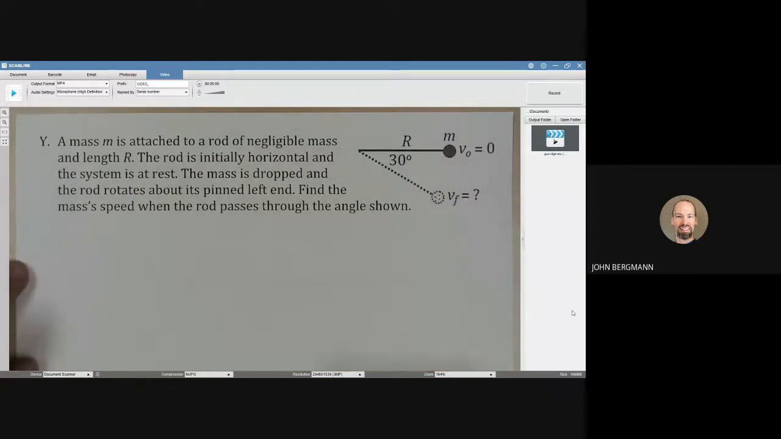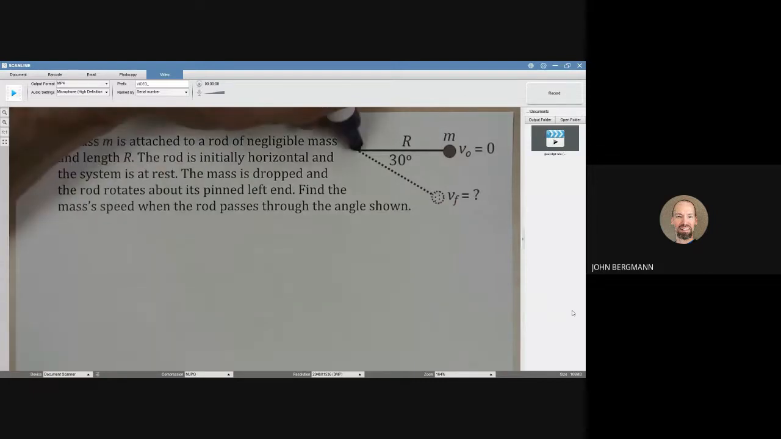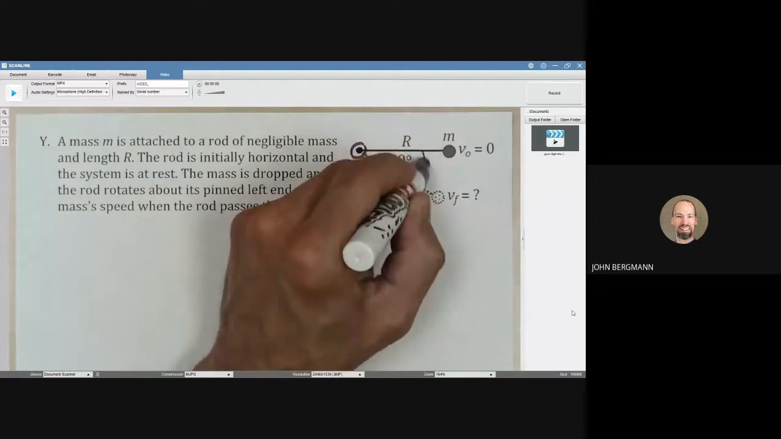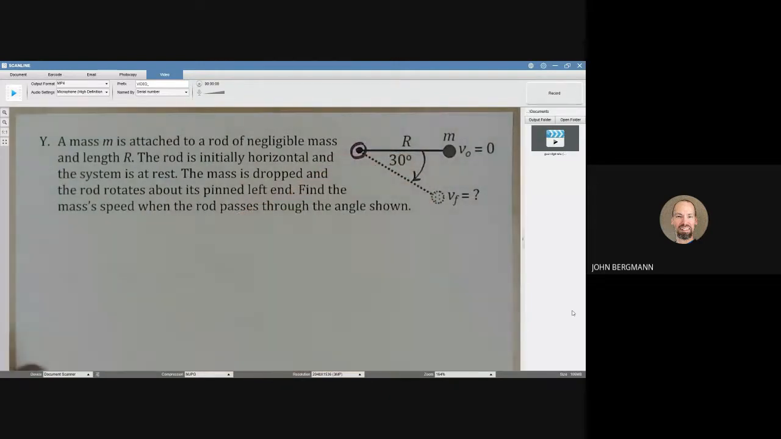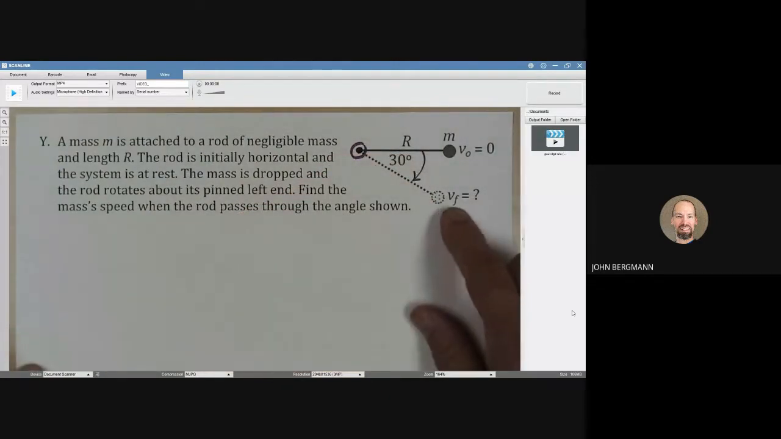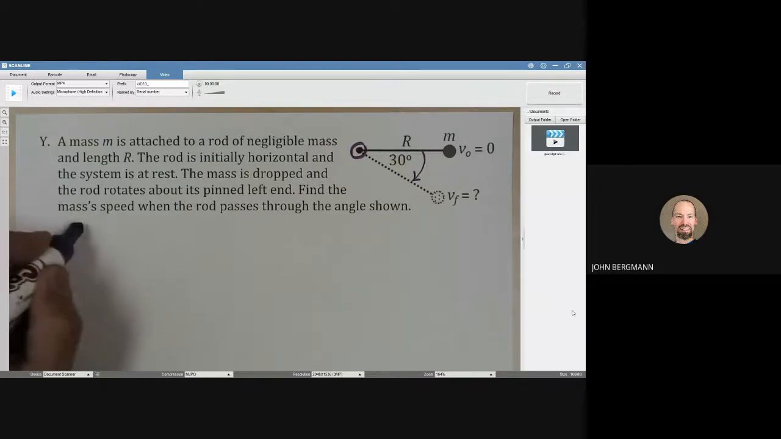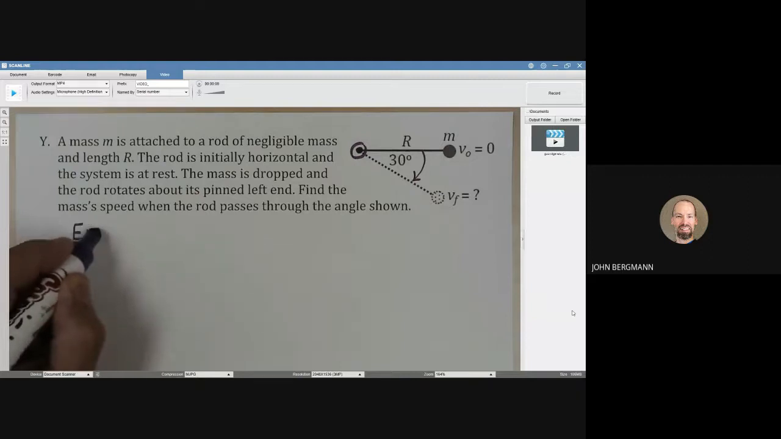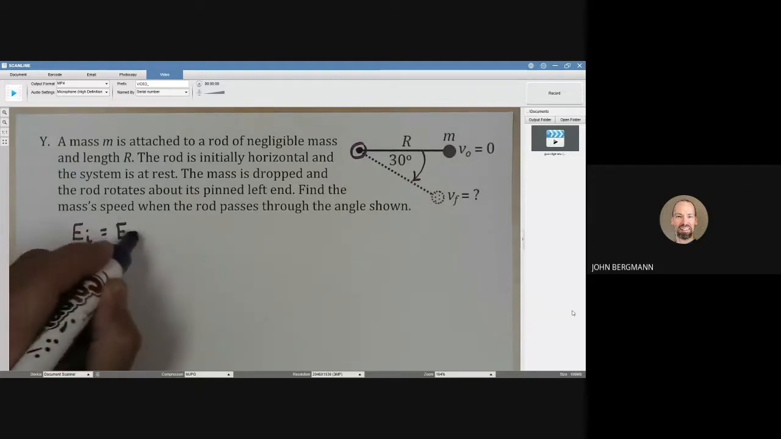So we're going to drop this thing. We have a pin, let's say, right here, and this thing is going to swing down like that, and we want to know what its speed is right at that instant. So I think we should use conservation of mechanical energy. The initial energy is equal to the final energy.